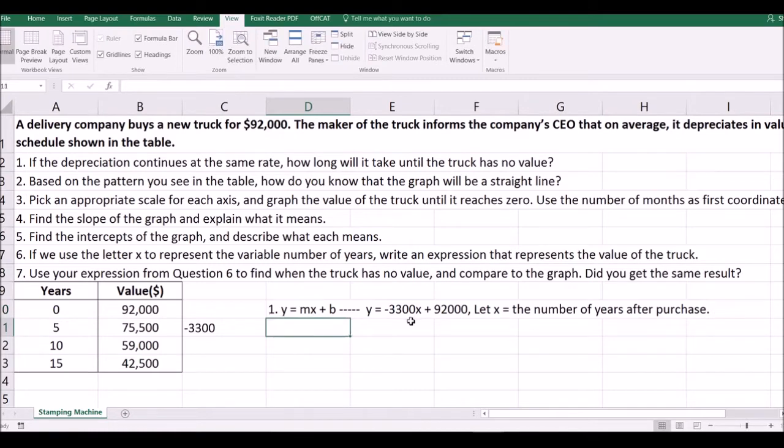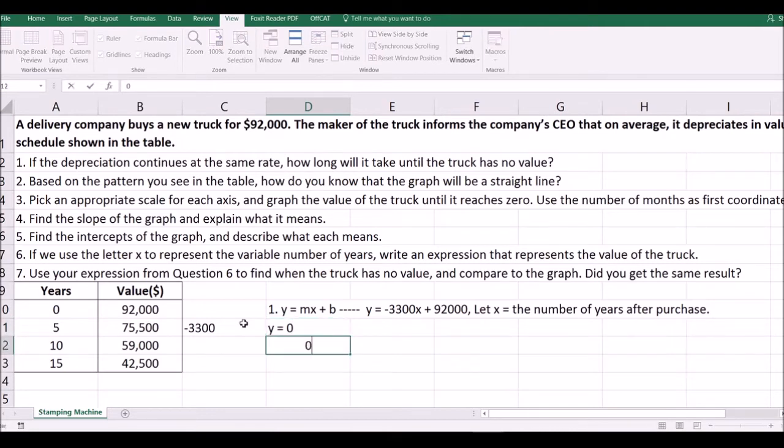And we can go ahead and figure out when this is 0. So we want to know when the value is 0. So what we're trying to find is when y is 0. That's what we want to know. And so to do that, we want to do the simple equation here.